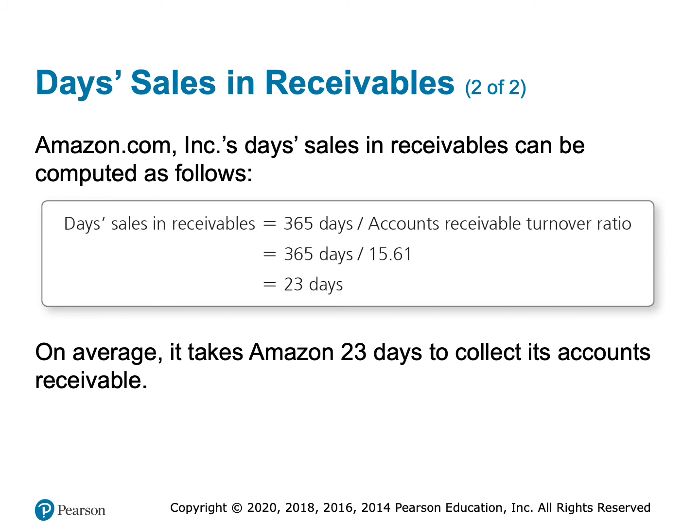So days sales in receivables is just 365 divided by the accounts receivable turnover. So using the data that we were given for Amazon, we can see that Amazon collects their average receivables every 23 days.